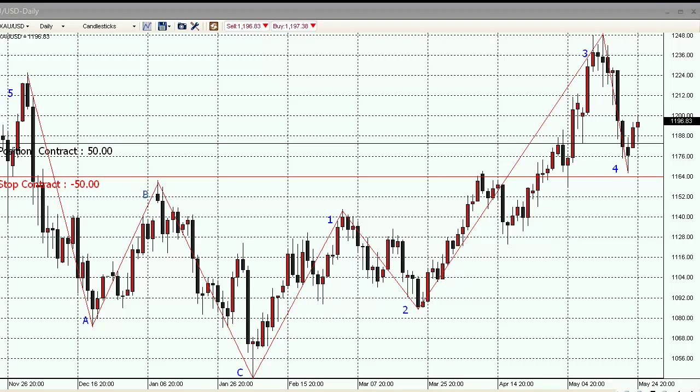Gold is trading higher this morning, currently at 1196, 1197. It has tested and touched the waters of 1200. I don't really look at that as resistance anymore.